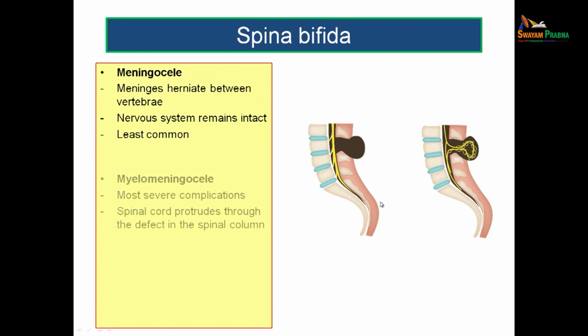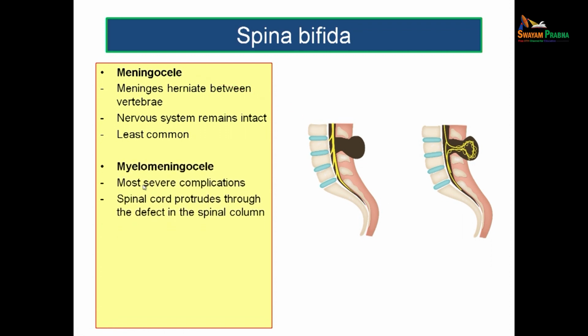Now, another variety is known as myelomeningocele. What do you mean by myelomeningocele? Myelomeningocele is actually associated with severe complications. Why? Because through the defect, apart from the meninges, the spinal cord also protrudes out. That is why it is known as myelomeningocele. Meningo means meninges, myelo means the spinal cord. You can see in this diagram that along with the meninges, the spinal cord is also protruding through the defect in the vertebra.